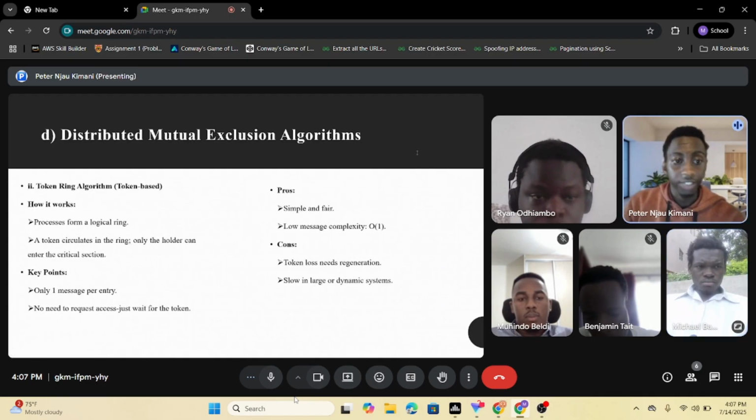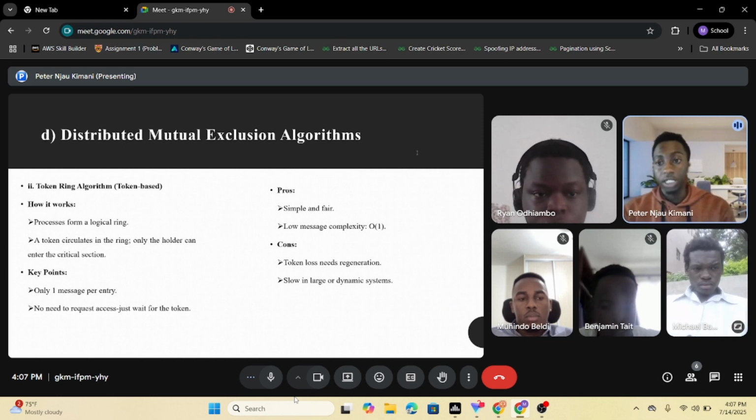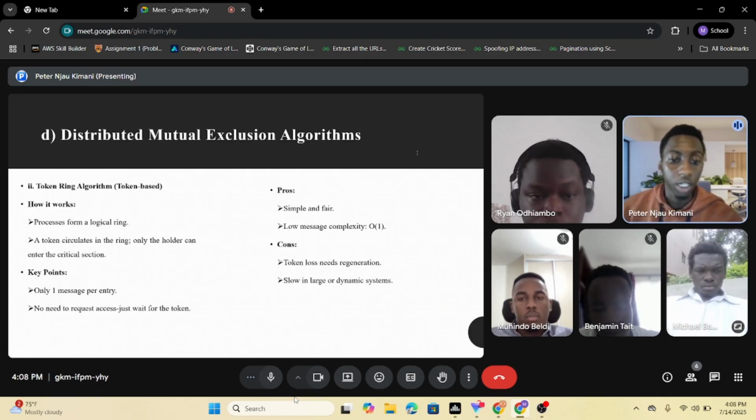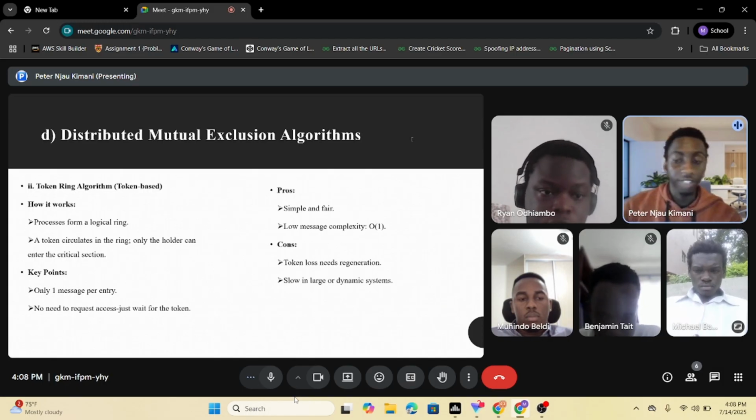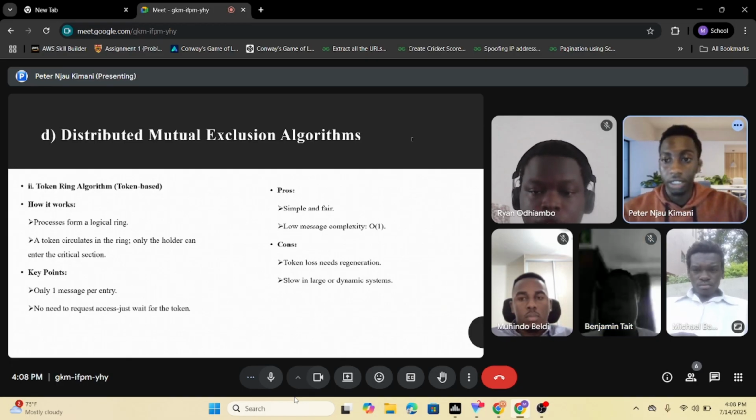Secondly, we have the token ring algorithm. This is just similar to what Michael has talked about, where all the processes are arranged in a logical ring, and each process knows who is next to it in the ring. So a token is passed around the ring, which only the holder of the token can use the critical section or the resource. After finishing its task, the process passes the token to the next process in the ring, and it goes on like that.